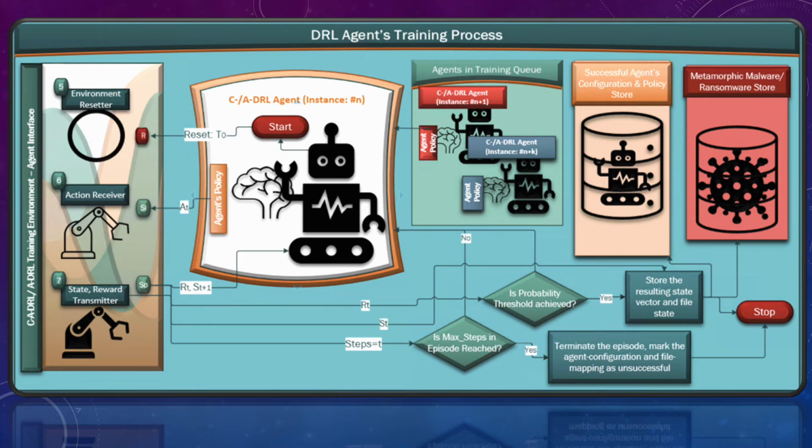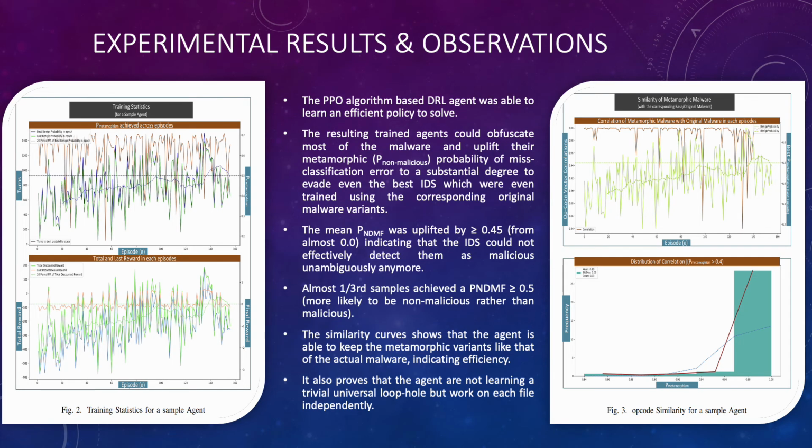And using this, we have different types of agents that get trained and instantiated differently, such that they learn different types of policies for how to create a metamorphic instance of a malware. Each of these agents produces very different types of metamorphic variants of a single file, and then we use that as a simulation. Now we cover the experimental results and observations.